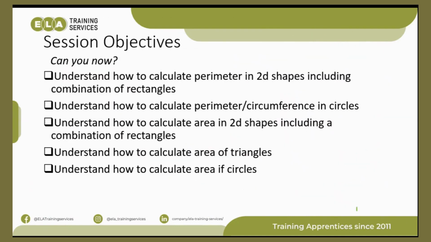And that is our session intent completed. So we've understood how to calculate perimeter in 2D shapes, including combination of rectangles, understanding how to calculate perimeter and circumference in circles, understanding how to calculate area in 2D shapes, including a combination of rectangles, and how to calculate area of triangles and area of circles.